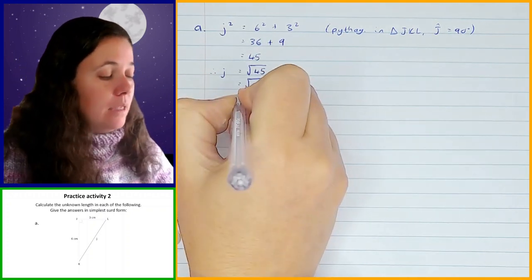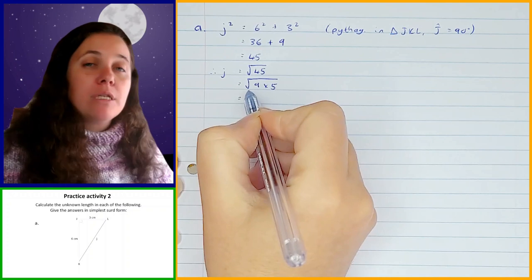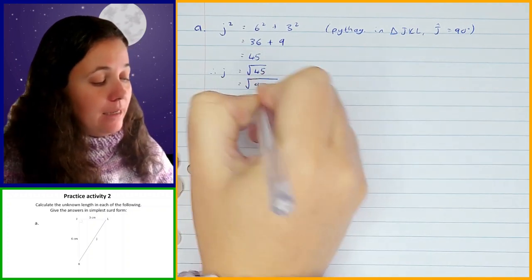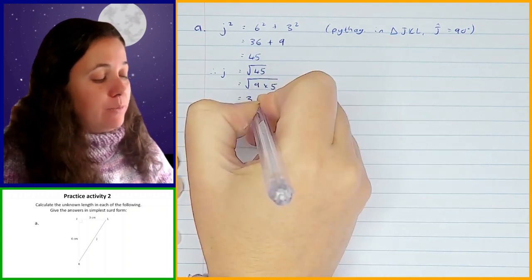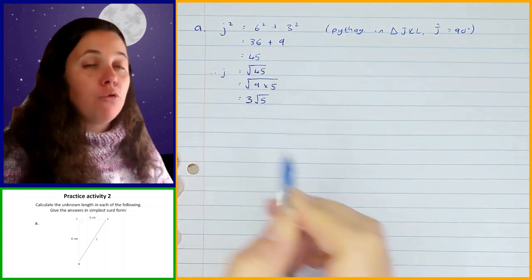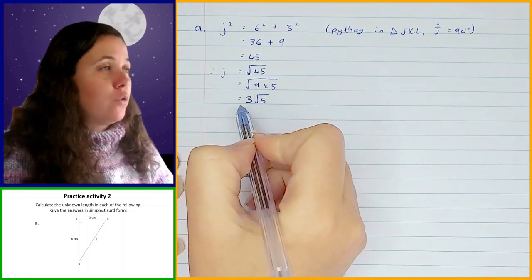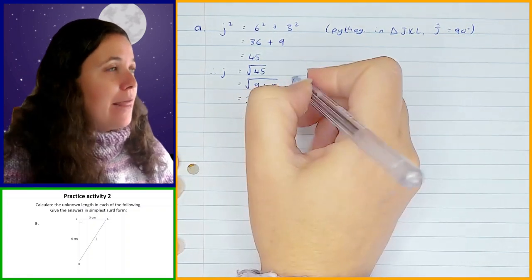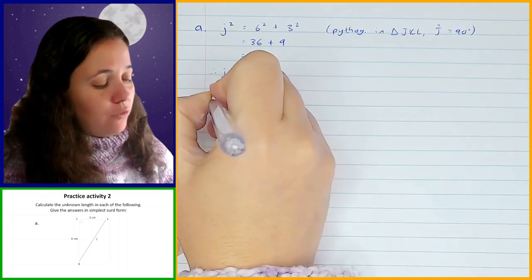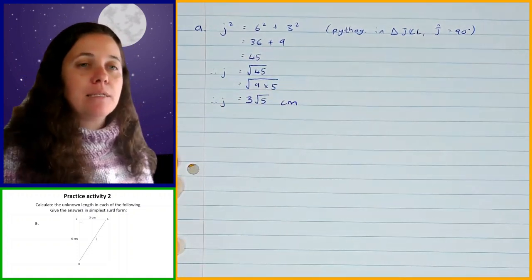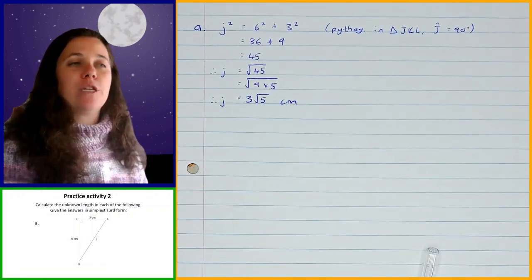Now I can square root those separately. The square root of 9 is 3, and I can't square root 5, so that's going to be just the square root of 5. So it's 3 times the square root of 5, or 3 root 5. So that's what you should have got for J in question A, and that is centimeters. So therefore J is 3 root 5 centimeters. So that's what you should have got for question A.